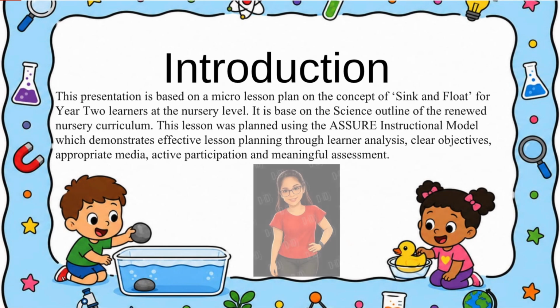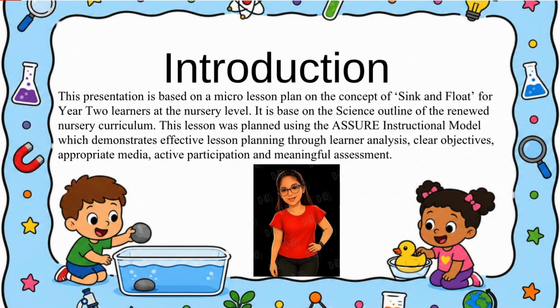This presentation focuses on a micro lesson on the concept of sink and float for Year 2 learners at the nursery level. The lesson was developed using the ASSURE model, which guides teachers through learner analysis, setting clear objectives, selecting appropriate teaching methods and media, encouraging learner participation, and evaluating learning outcomes. The lesson is aligned with the science strand of the nursery curriculum and provides learners with hands-on experiences to help them understand why some objects sink while others float.